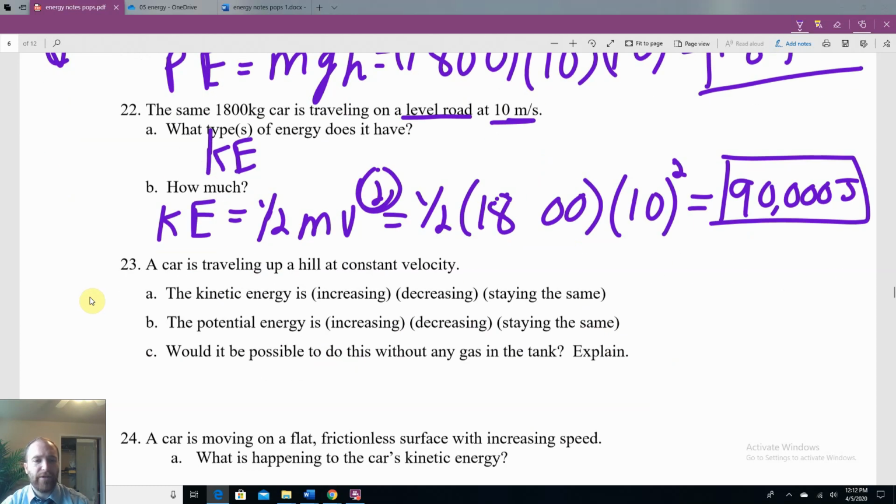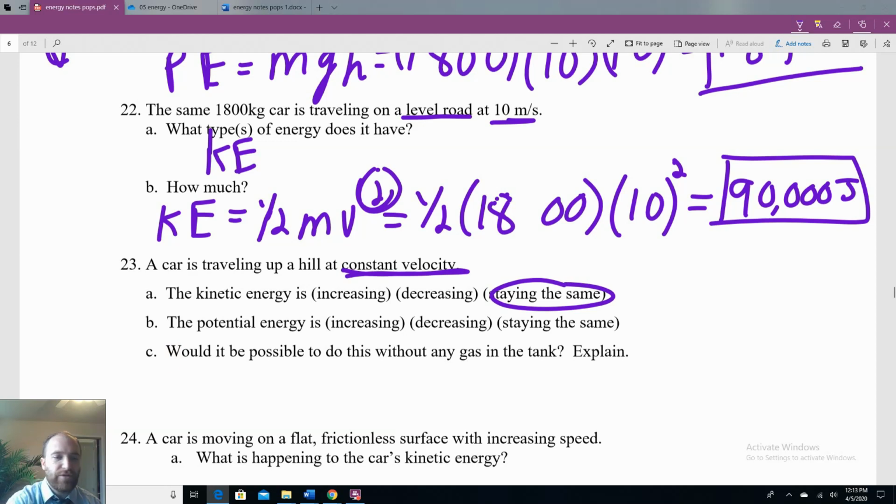Alright, car's traveling up a hill at constant velocity. Alright, so there's a bunch going on here. I want you to tell me what's happening to the kinetic energy, the potential, and then we'll talk about C after that. So the kinetic energy is, remember, kinetic energy depends on mass and speed. The mass probably isn't changing. It's the same car, right? So the mass is not changing. Is the speed changing? I would argue that no, it's not, because it's a constant velocity. So it's moving at the same speed the whole time. I would say the kinetic energy is staying the same. Because constant velocity, it's not getting faster, it's not getting slower.